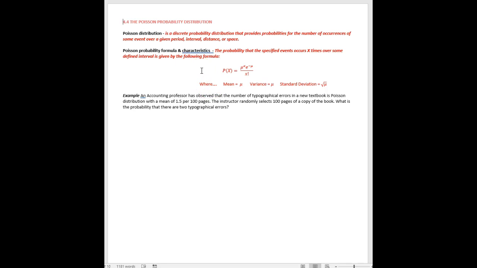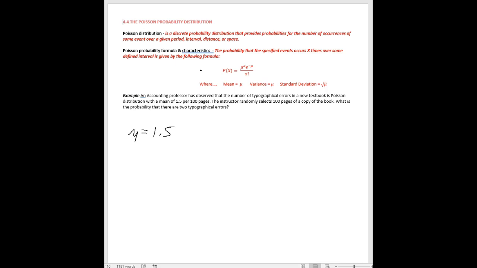So it will be in this sort of format where it tells you it's Poisson and it gives you an idea of the mu. The instructor randomly selects 100 pages of the book. What is the probability that there are 2 typographical errors? So, as always, when we tackle one of these problems, let's write down what we know. The mean is 1.5 per 100 pages, so mu is equal to 1.5. This 100 pages isn't really important unless we veer from 100 pages as being kind of the standard, because 100 is not our x value.